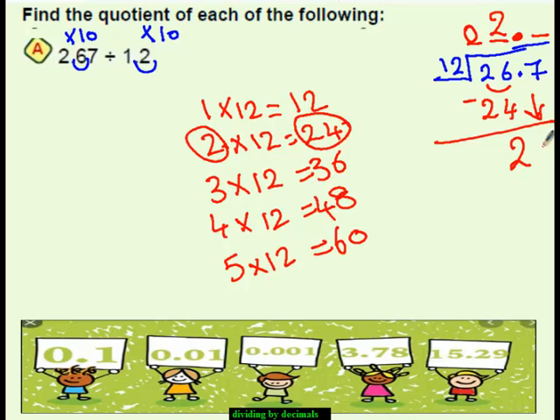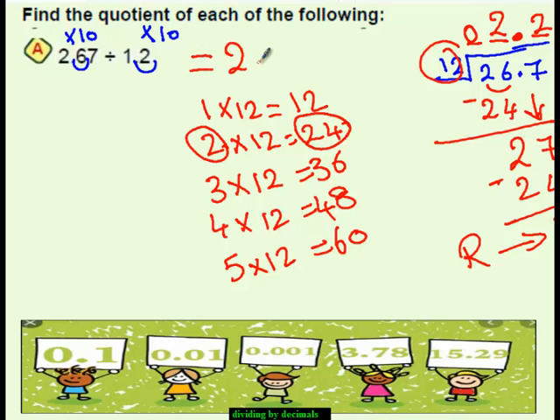Okay, and then I'm going to drop down here 27 again. It's 2 multiplied by 12 is 24, and I have a remainder, it will be 3 as remainder because it's less than the divisor, and I finished here my places. Okay, so the answer will be 2.2.